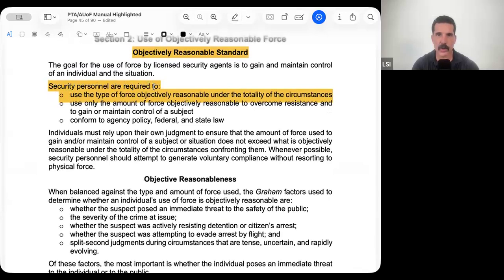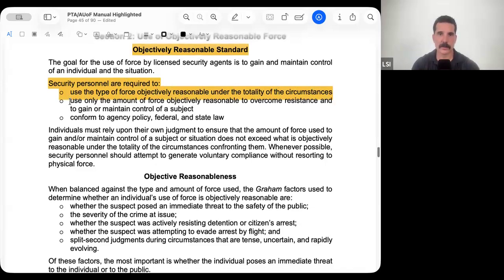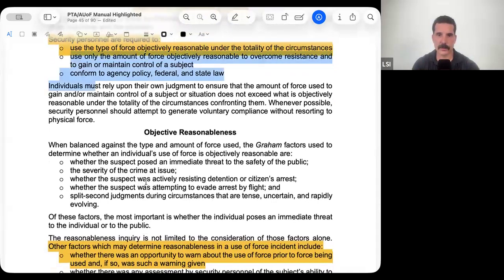It says security personnel are required to, and we're going to highlight the first bullet point, use the type of force objectively reasonable under the totality of the circumstances. That's important. Security personnel are required to use the type of force objectively reasonable under the totality of the circumstances. That means everything considered. All right, and then it continues.